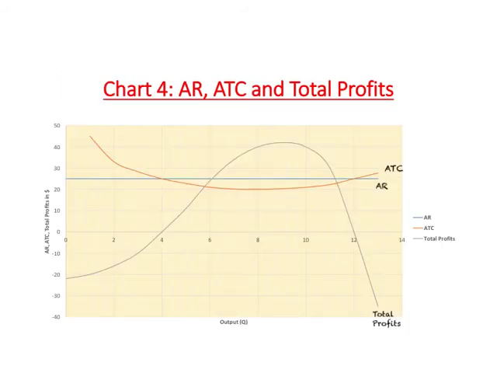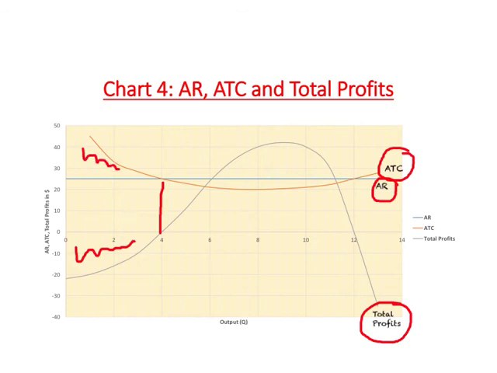On this chart what I have done is I have plotted the average total cost curve, drawn the average revenue curve, and we have also superimposed total profits. And once again note, at output levels below 4 units, you find the firm is incurring losses. On what is happening to average profit per unit of output, this indicates losses for the firm. And the same thing you find at extremely high levels of output.